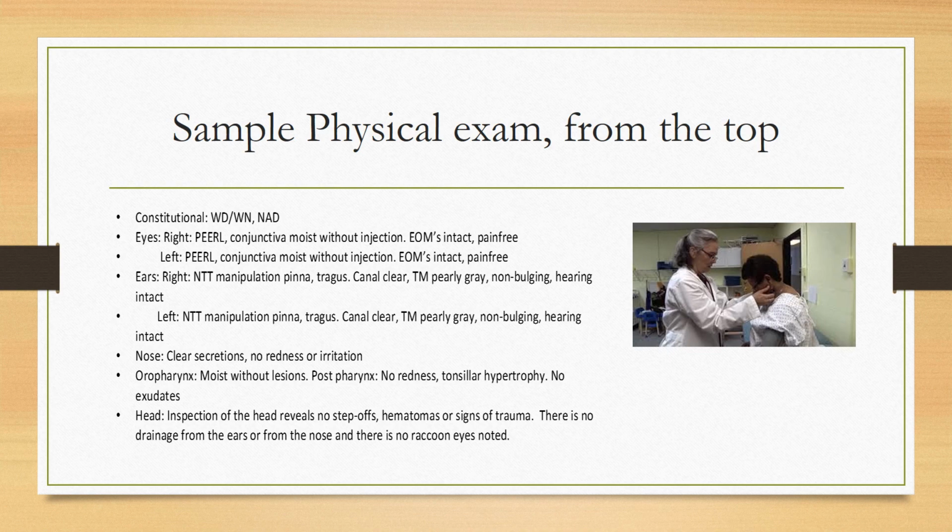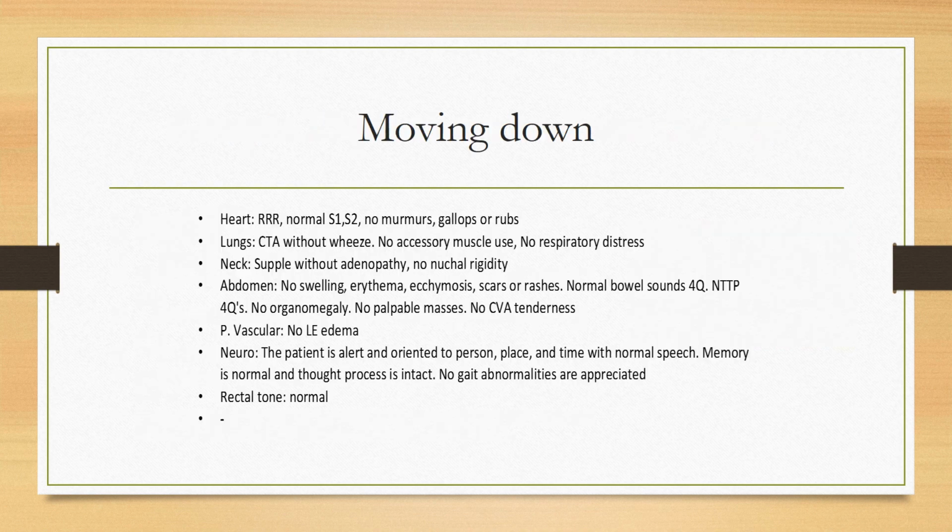So we also want to talk about the ears. We should document the nose and that there are no secretions coming from the nose that are suggestive of skull fracture. Later in the head here we talk about there is no drainage from ears or nose, and there are no raccoon eyes noted. These are all signs of skull fracture. So that's just kind of an overview of the ENT portion as well as constitutional.